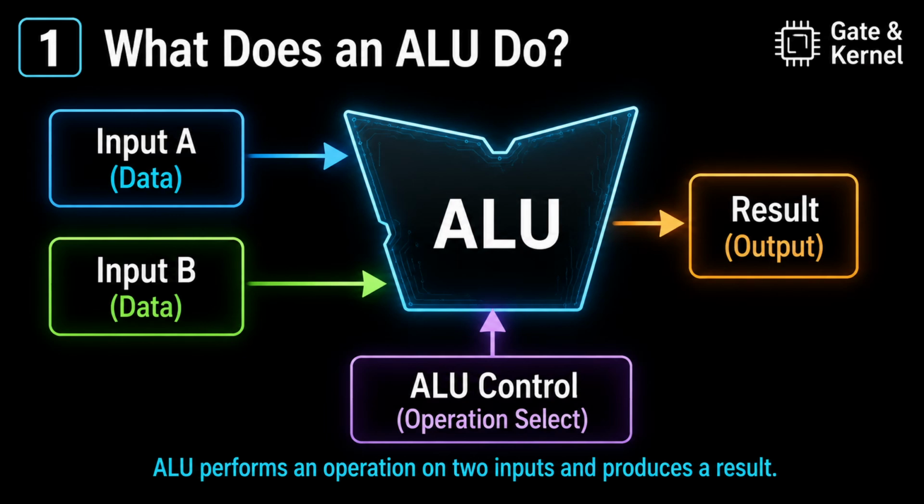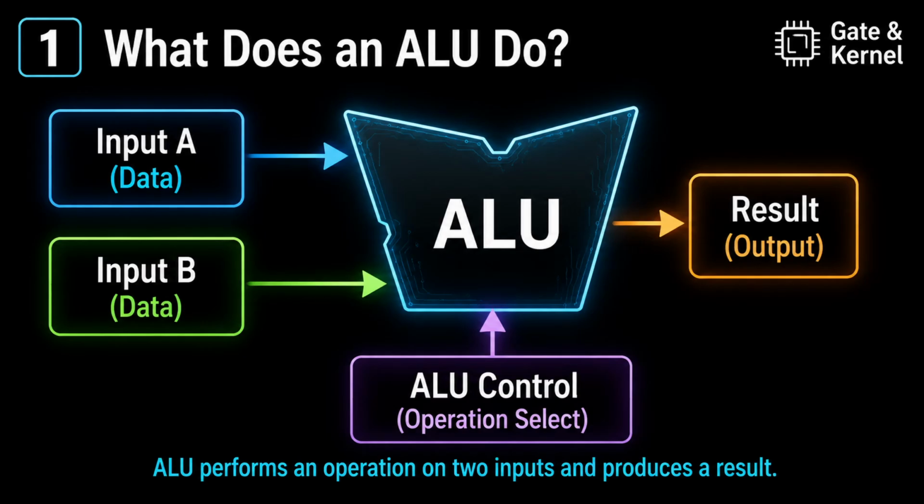Should the ALU calculate A plus B? Should it calculate A minus B? Should it perform A AND B? Or perhaps compare A and B? The ALU needs another input that tells it what operation to perform. We can call this ALU Control.